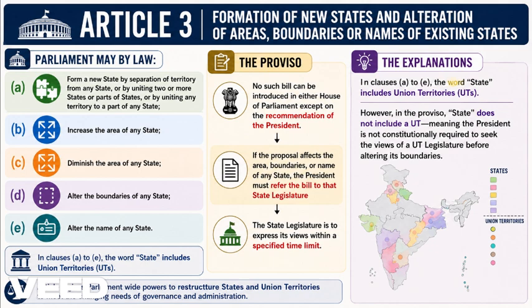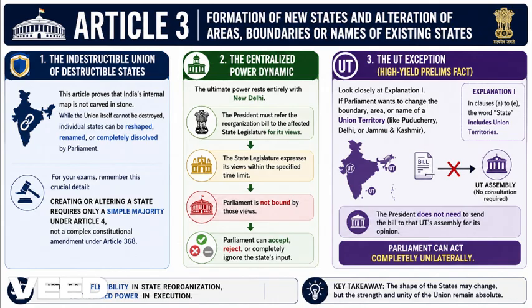The simplification, explanation: the indestructible union of destructible states. This article proves that India's internal map is not carved in stone. While the union itself cannot be destroyed, individual states can be reshaped, renamed, or completely dissolved by Parliament. For your exams, remember this crucial detail: creating or altering a state requires only a simple majority under Article 4, not a complex constitutional amendment under Article 368.